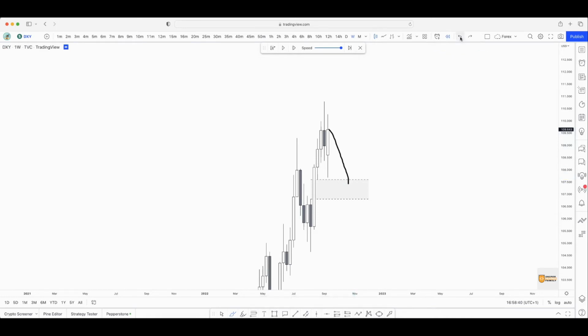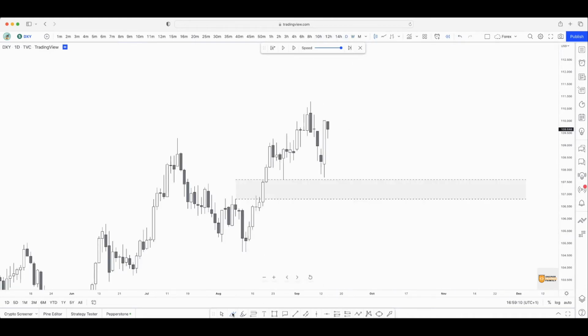And if I'm anticipating lower pricing on DXY, it is just the opposite I'm going to be doing when it comes to Euro USD. If I'm looking to short the dollar index, anticipating it's going lower, it means I'm buying Euro USD. I'm just doing the opposite. So I wanted to see the DXY go down, to at least maybe come into this imbalance on the weekly time frame, from the higher time frame perspective.